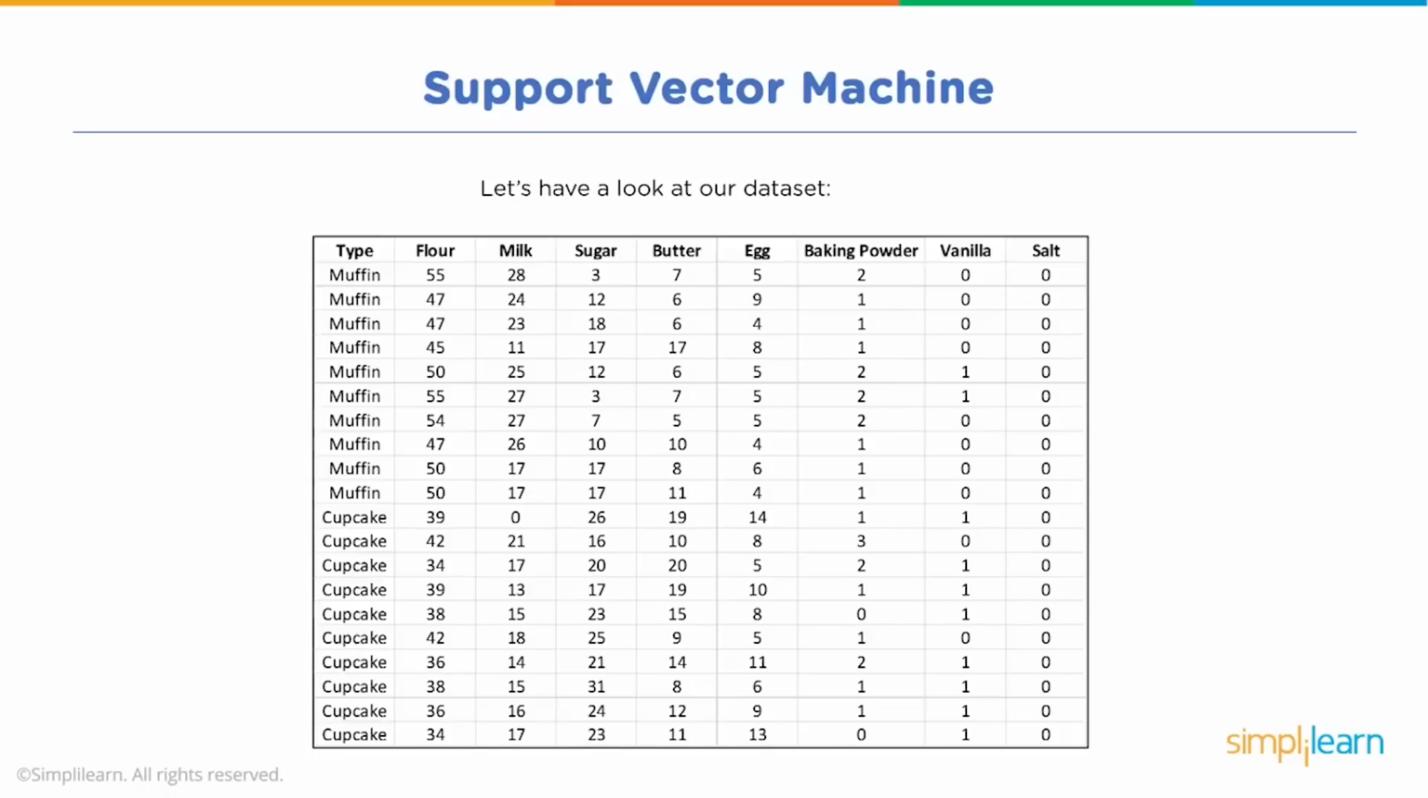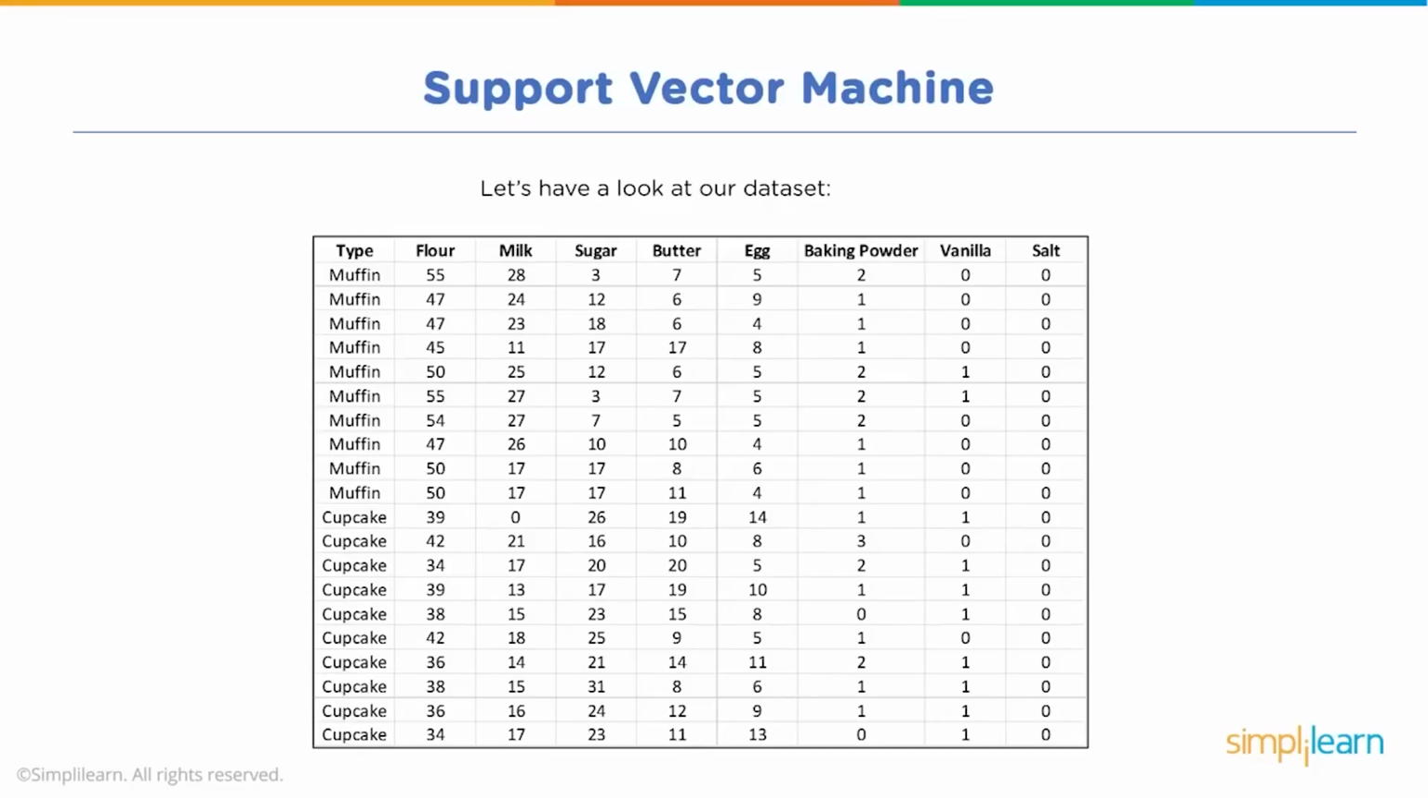Let's have a look at our data set. And we have the different recipes here. We have a muffin recipe that has so much flour. I'm not sure what measurement 55 is in, but it has 55, maybe it's ounces? But it has a certain amount of flour, a certain amount of milk, sugar, butter, egg, baking powder, vanilla, and salt. And so based on these measurements, we want to guess whether we're making a muffin or a cupcake.